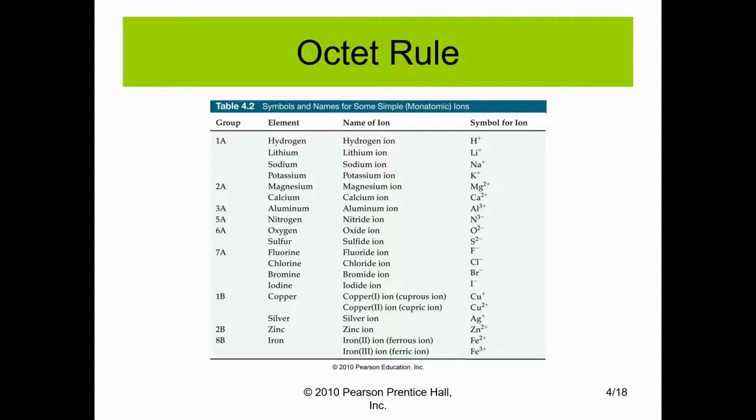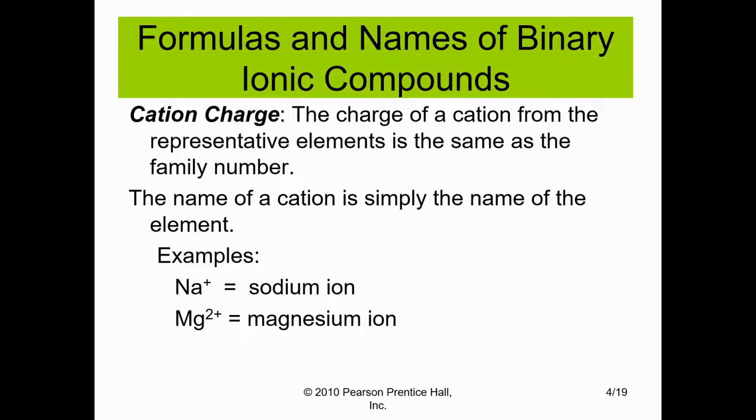The resulting ion from an element gaining or losing an electron can be shown in Table 4.2. Hydrogen, for example, can become the hydrogen ion when it loses 1 electron, and the symbol for that will be H+. These are the symbol names for some monoatomic ions. In order for us to be able to effectively communicate which element or ion we're talking about, formulas and names can be composed for these ionic compounds.